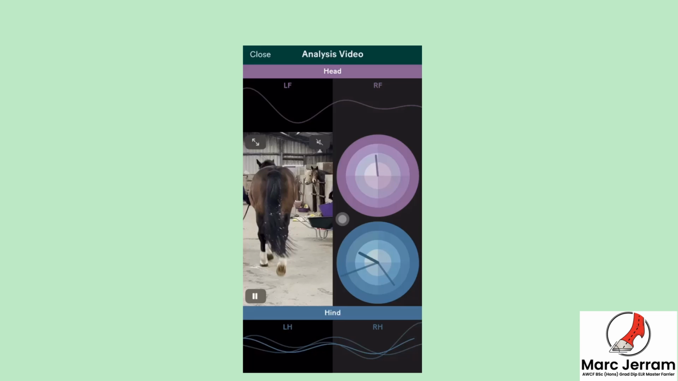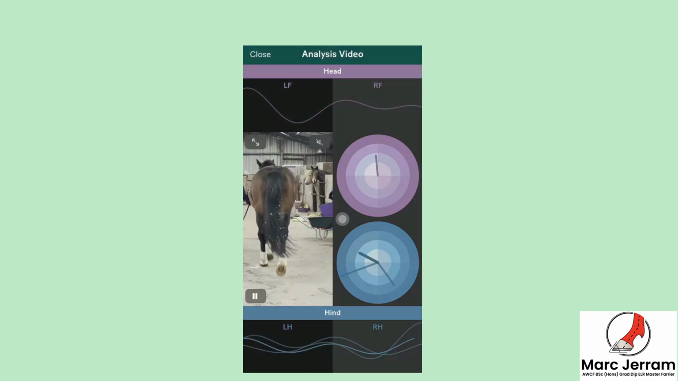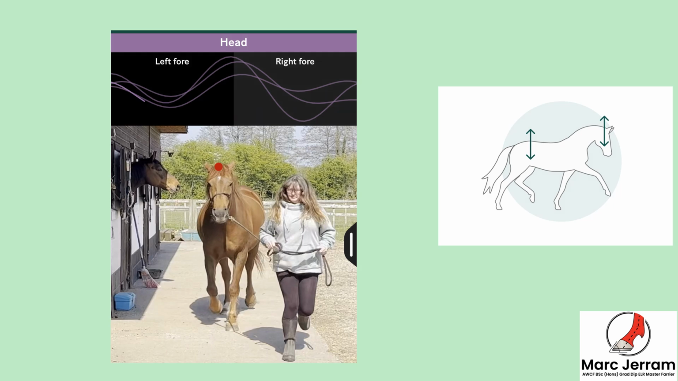So when we're seeing a horse move towards us, we're making note of the vertical displacement of the poll on impact and push off, and we can see that with a diagram on the right there. We're looking for the up and down movement and the fluidity of the stride.